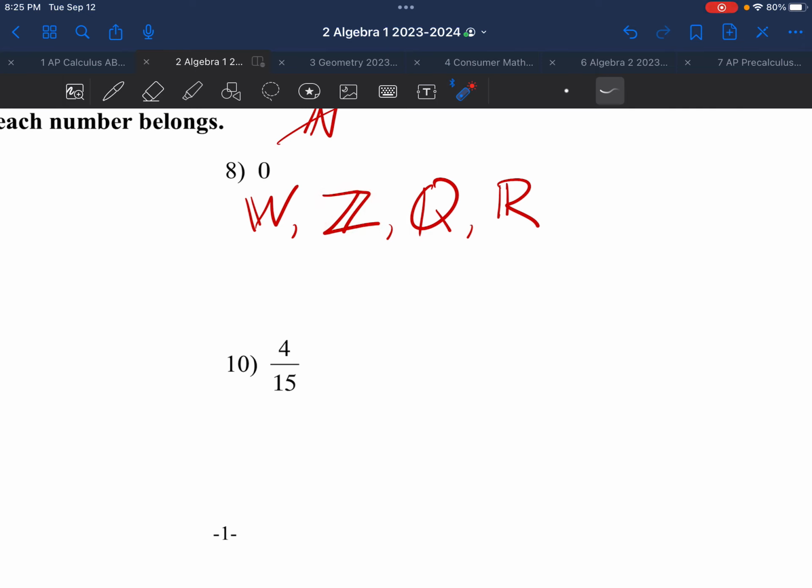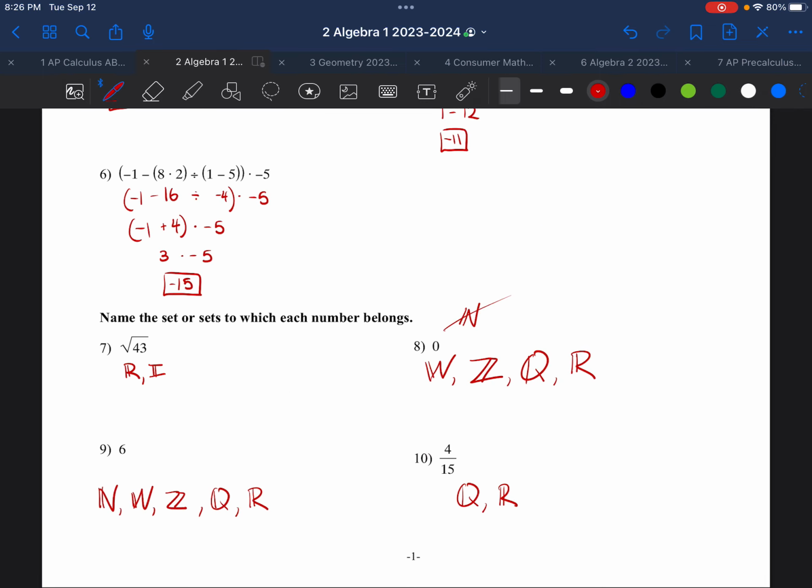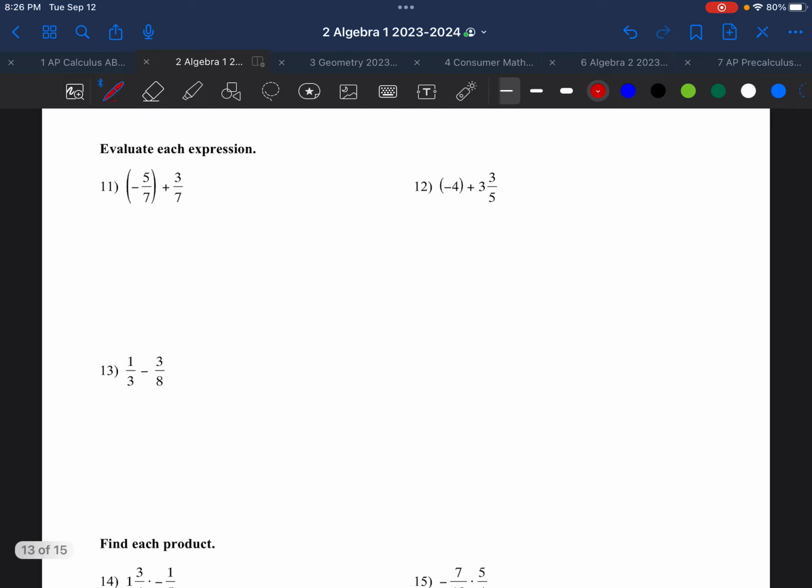Integers are whole numbers and negatives, but it is a fraction. Fractions are quotients, right? So Q for quotient, and everything has to have an R. I'm pretty sure that those are correct. I'm not going to check the number 9 and 10. Number 11.